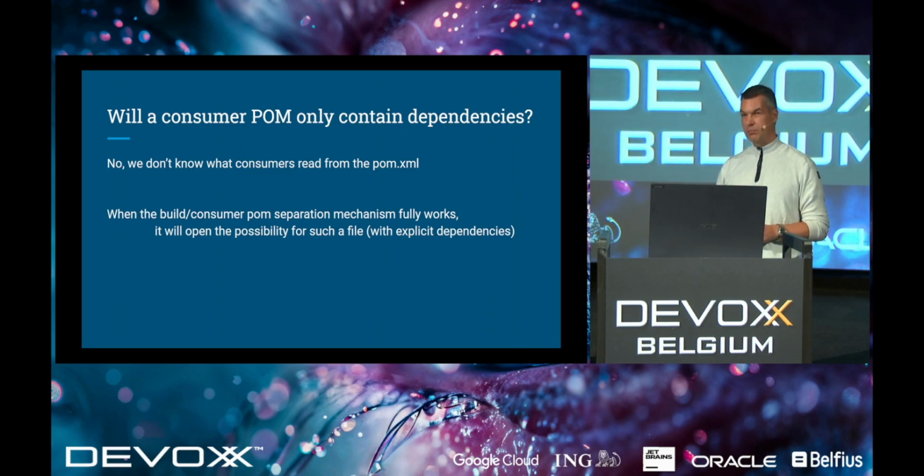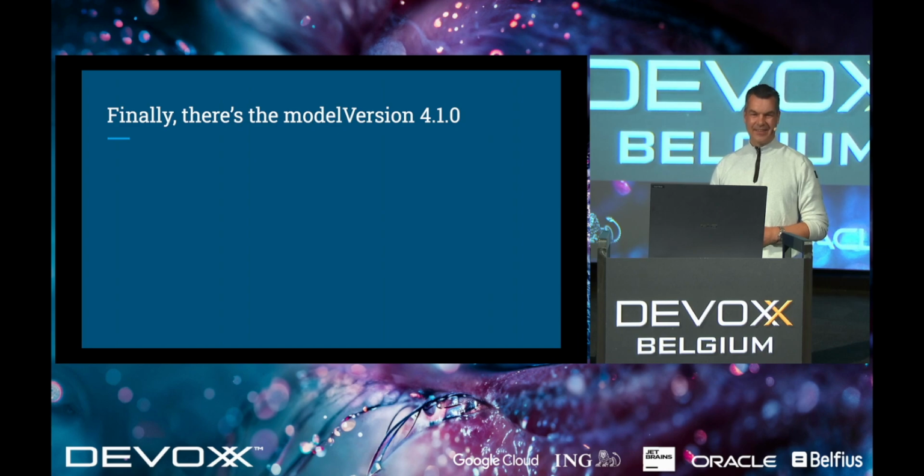So that should also make it a lot easier to solve those kinds of weird conflicts that you can have right now. Don't even get me started. So finally, we will have a model 4.1.0.